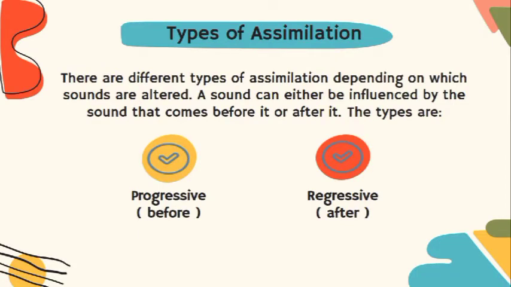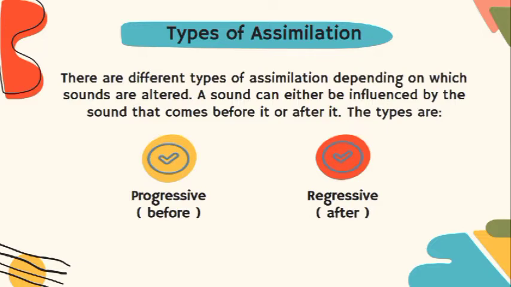Hi everyone, my name is Hanifah Syafitri, and here I'm going to explain about one of the types of assimilation. So there are different types of assimilation depending on which sounds are altered. A sound can either be influenced by the sound that comes before it or after it. So the types are progressive and regressive, and here I'm going to talk about the progressive one. Progressive assimilation refers to when a sound is influenced by the sound that comes before it.